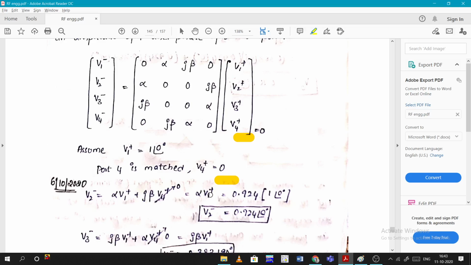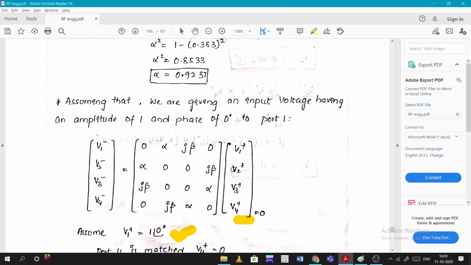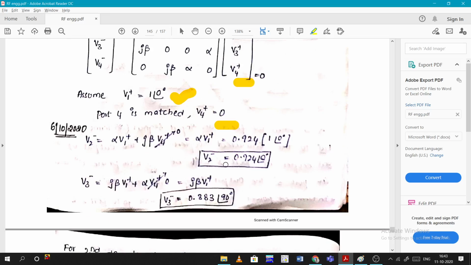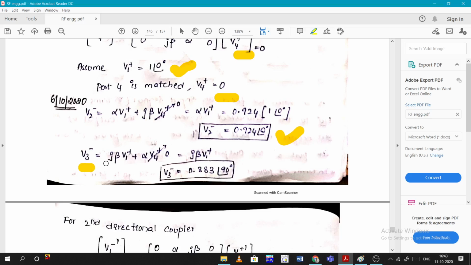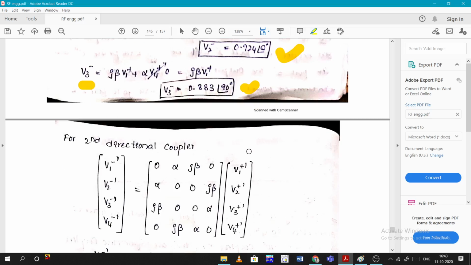So for alpha V1 plus, we have already taken V1 plus as 1 volt at an angle of 0 degrees, and alpha we found to be 0.9237. We substitute and find V2 minus. Similarly we will find V3 minus. V3 minus is equal to 0.383 at an angle of 90 degrees. Now what I have to do is for the second directional coupler, that is the second one.